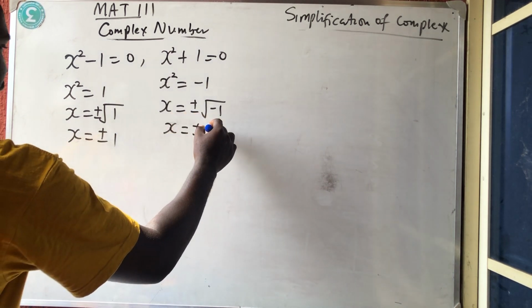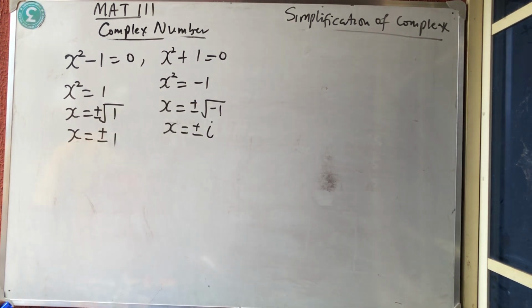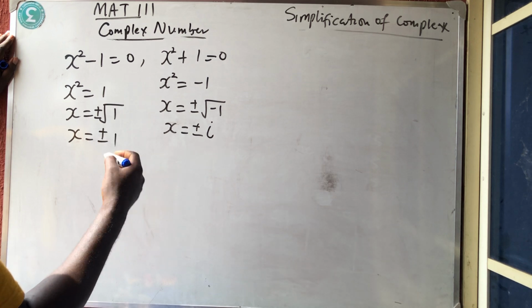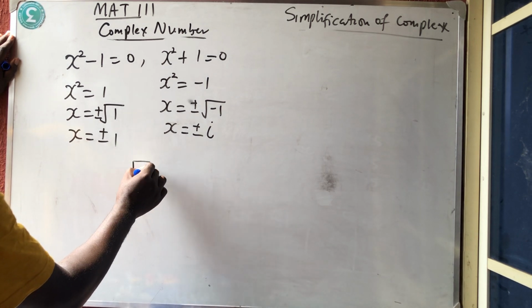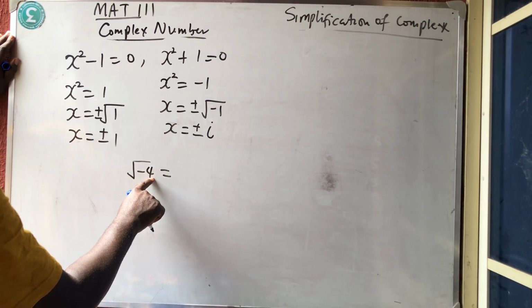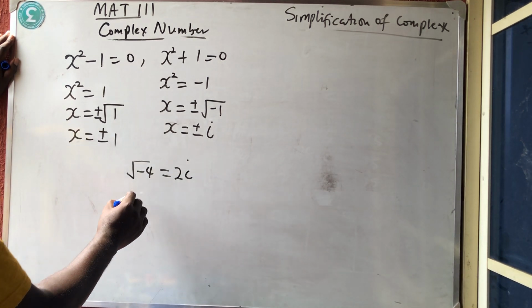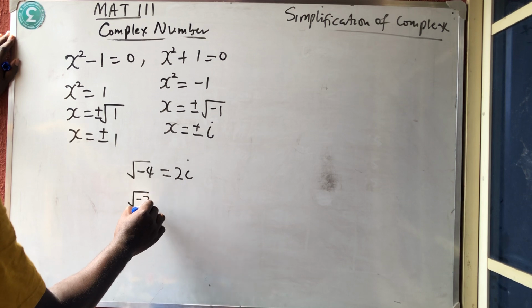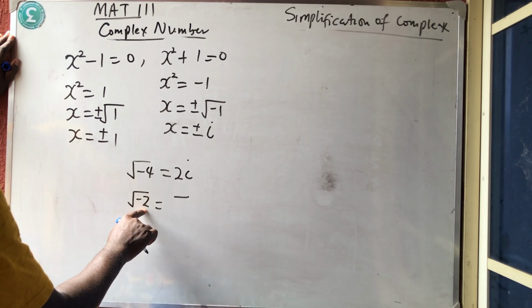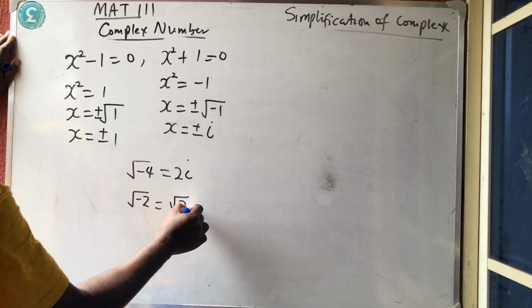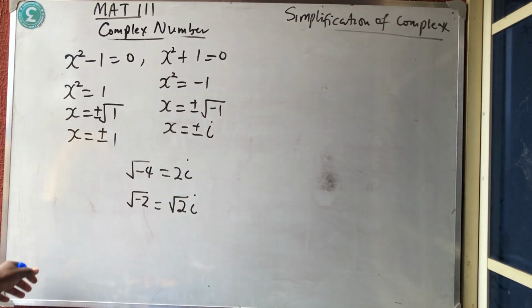So that is how we got that the square root of minus 1 is i. Okay? So this implies that anywhere you see the square root of minus, you put i. The square root of minus 4 is what? The square root of 4 normally is 2. But the square root of the minus will make it 2i. Okay? The square root of minus 2. It's not a perfect square anyway, so it should be root 2. But the square root of minus is i. Okay? So that is that.